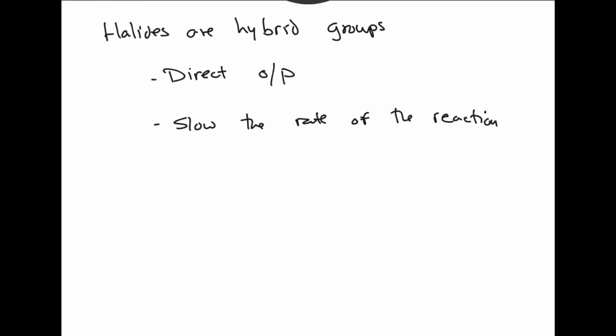So they do things that are like activating groups, right? They direct ortho para, but then they do things like deactivating groups, which is slow down the reaction, right? So they're kind of doing both things. They're like, I direct ortho para, but I make your reaction worse, right? So how does this work?